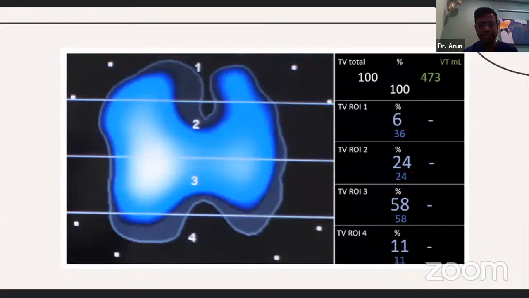After that, you will get a picture like this. It is divided into 4 areas: area 1, area 2, area 3, which you can see here as ROI 1. ROI means region of interest 1, region of interest 2, 3, 4. And this is the total tidal volume, 473, that we are delivering, which is equal to 100%. And we can also see how much each area is contributing. That means we are getting both pictorial and numerical representation.